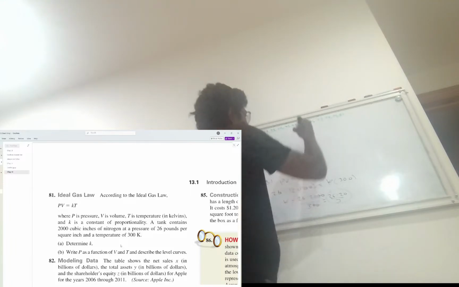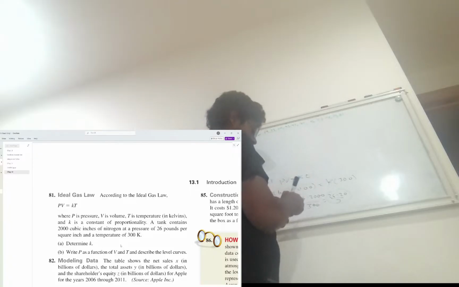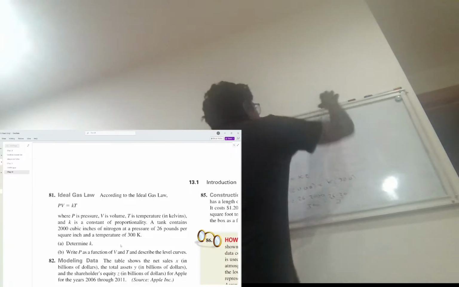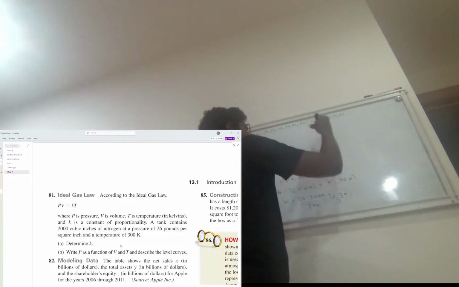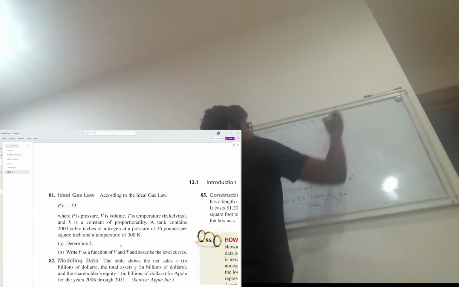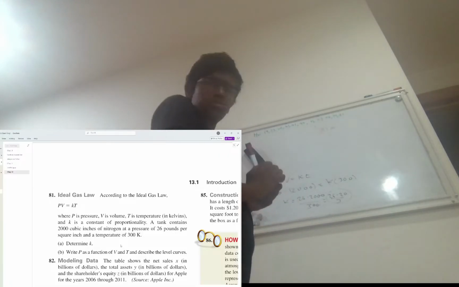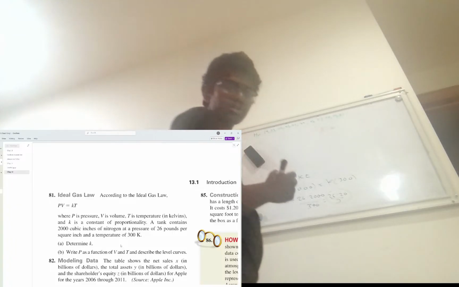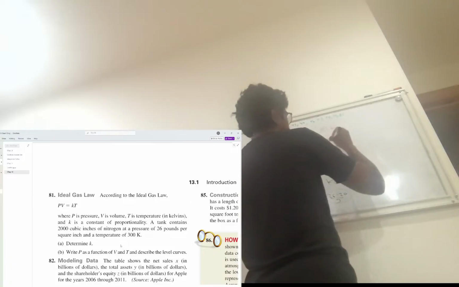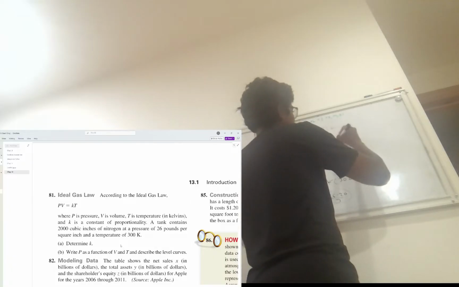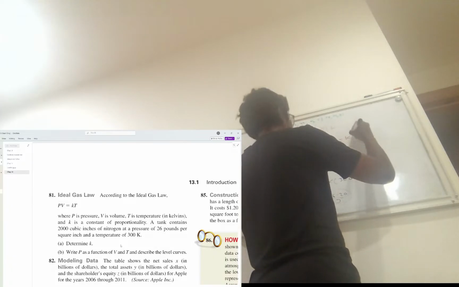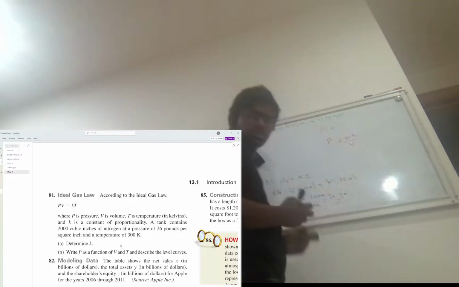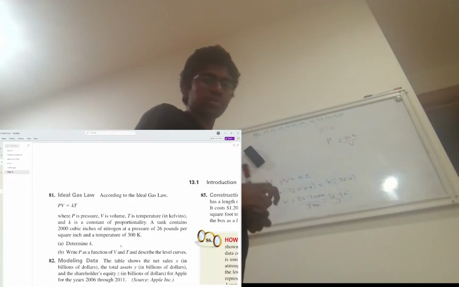81 part B. Alright, I'm gonna have to use a red marker, assuming that's ugly. Okay, 81 part B. P is a function of V and T, so P equals kT over V. Describe the level curves.